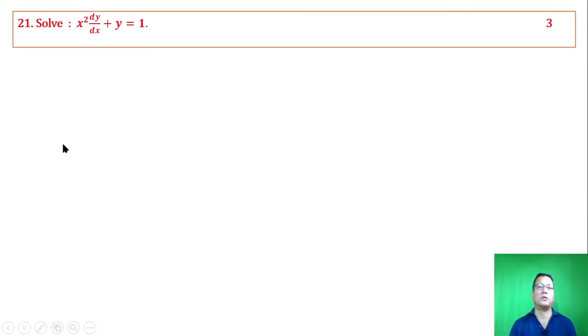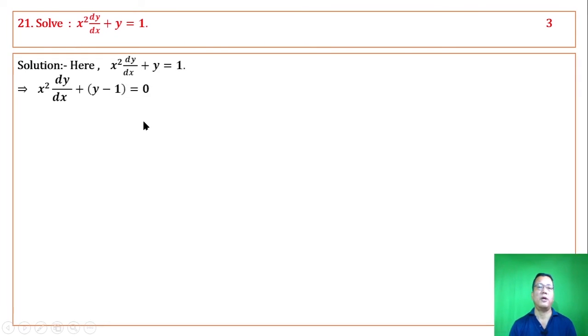Question number 21. Solve x squared dy by dx plus y equal to 1. 3 marks. For the given equation, we use separation of variables: dy by y minus 1 equals dx by x squared.